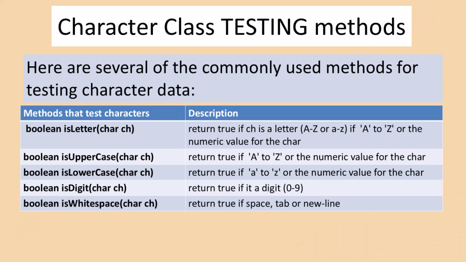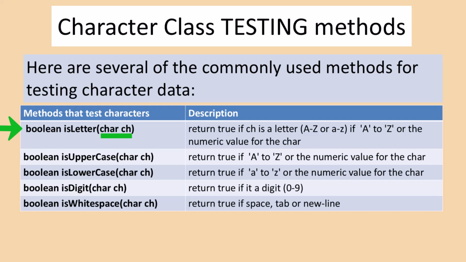Each of these Character class methods returns a Boolean true or false depending on the test result. The isLetter method is defined as boolean isLetter(char ch). Boolean is the return data type. isLetter returns a true or false that can be used in an if or while statement. Inside the parentheses is char ch. This identifies the data type that is passed into the isLetter method.